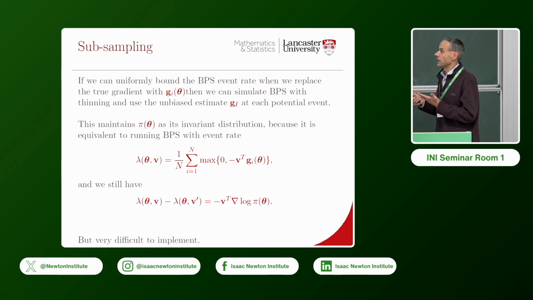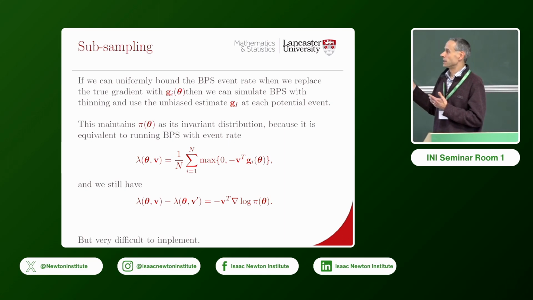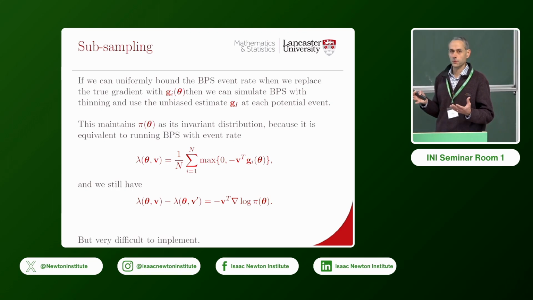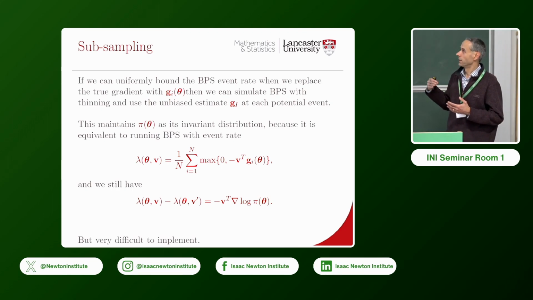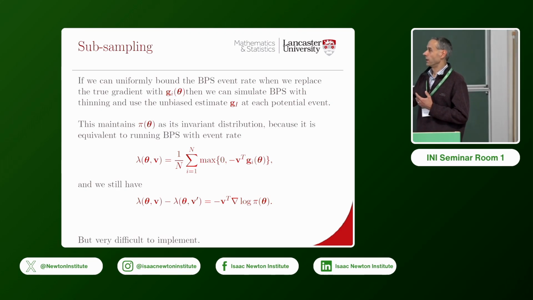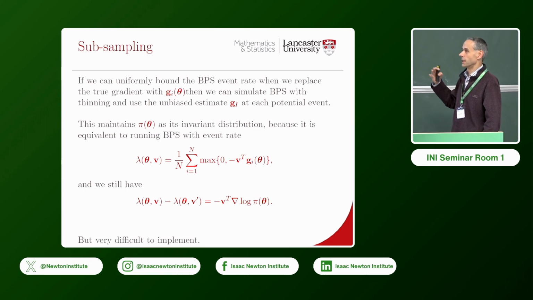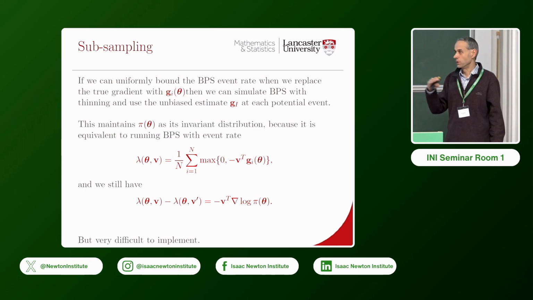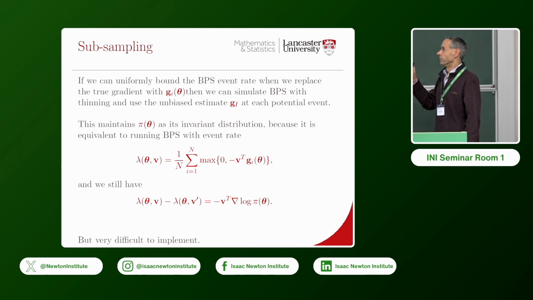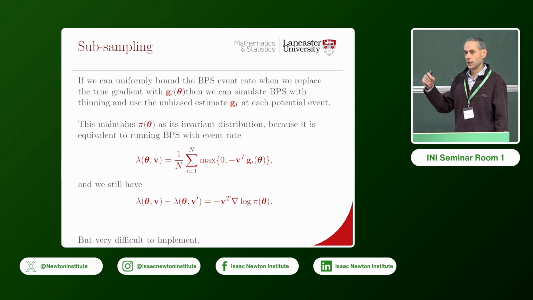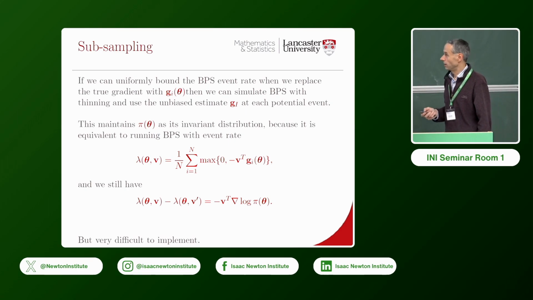Okay, but the biggest drawback with this is that it's even harder to implement than the standard BPS, because you still have to find this upper bound on the rate, but now it's a much harder problem because you need to get this bound which is uniform over the rate that you would get regardless of which data point or which estimate of the gradient you have.